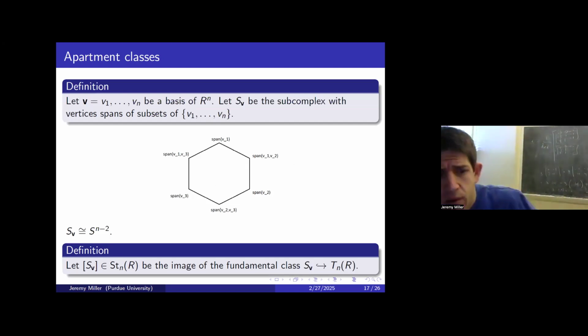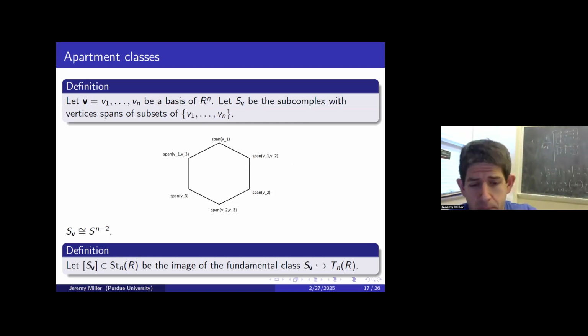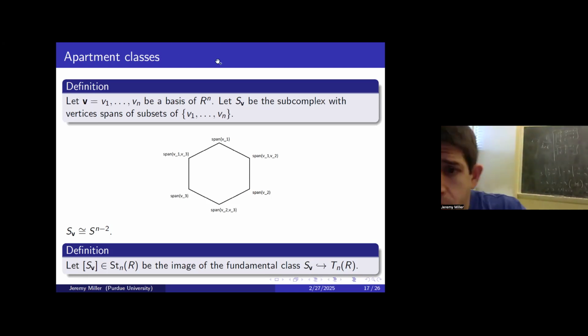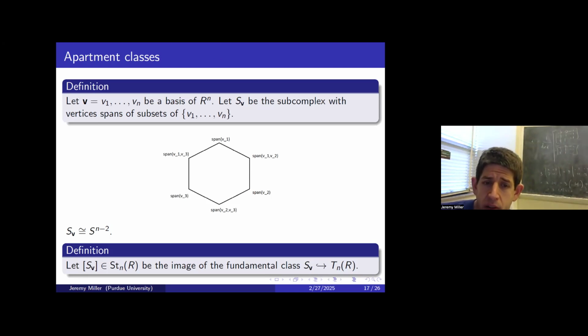It turns out that the fundamental classes of these spheres generate the homology of the Tits building, so they generate the Steinberg module. So how do we generalize this? If bold V is a basis, let S_V be the subcomplex spanned by the proper non-empty subsets of your basis. That will give you a subcomplex of the Tits building. It's homeomorphic to an n-2 sphere. It's isomorphic to an n-1 simplex minus its top cell, barycentrically subdivided, or maybe n simplex. I don't know, whatever gives you the right dimension.